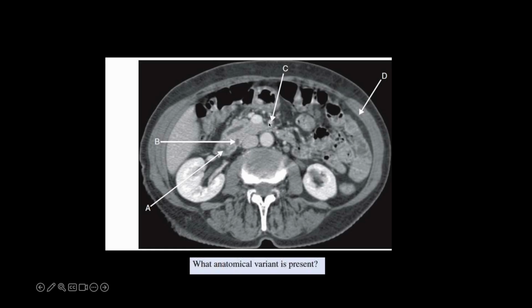Remember, aorta and SMA looks like a snowman. This is your SMV here, and this is how the axis should be. And D is the third layer of the lateral abdominal wall, which will be your transverse abdominis muscle.